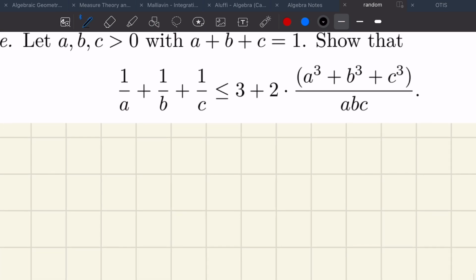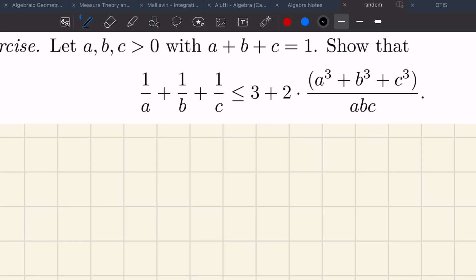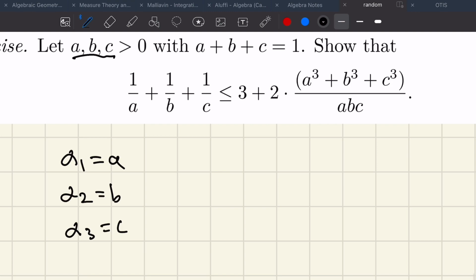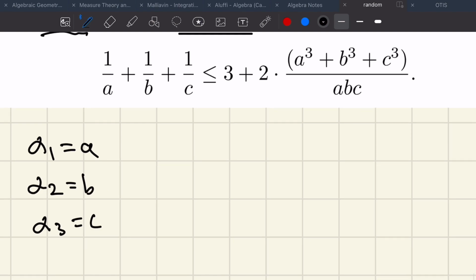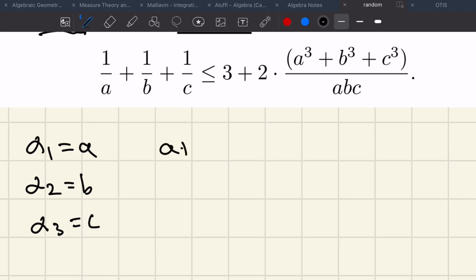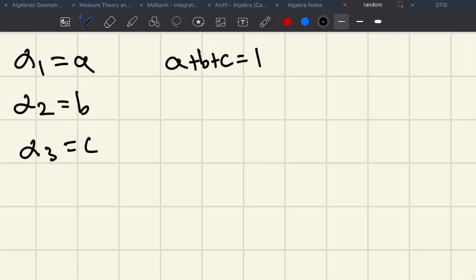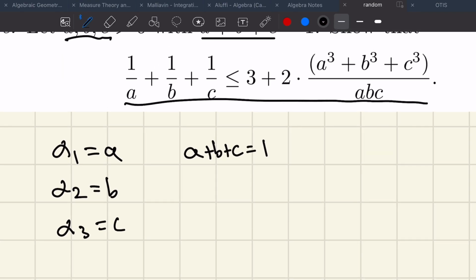In this problem, we are given three numbers a, b, and c. So these will be our alpha 1 equals a, our alpha 2 equals b, our alpha 3 equals c. And we have that they're greater than 0, so they're non-negative. Well, positive, in fact. And then we're given the fact that a plus b plus c is equal to 1. So let's account for that here. And then we want to show that this inequality holds.